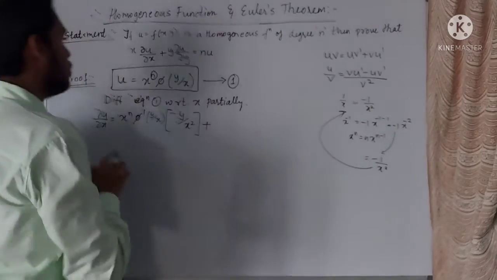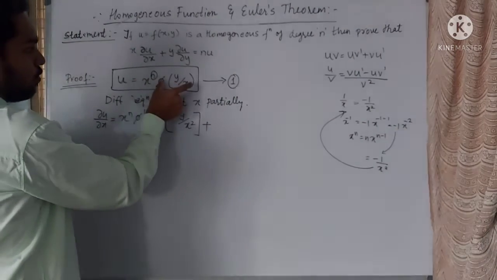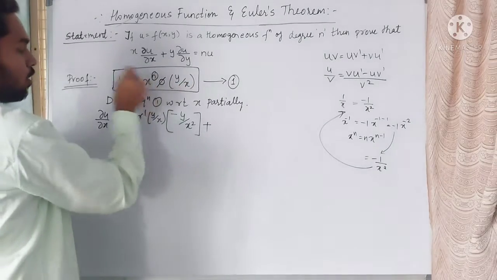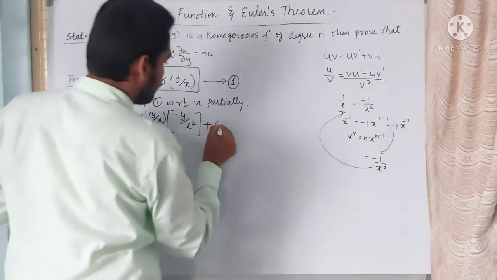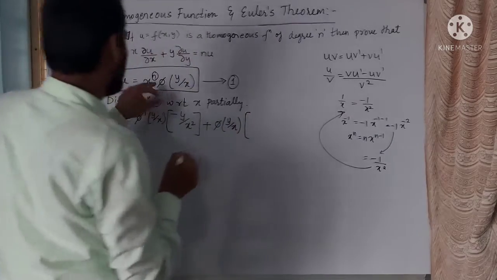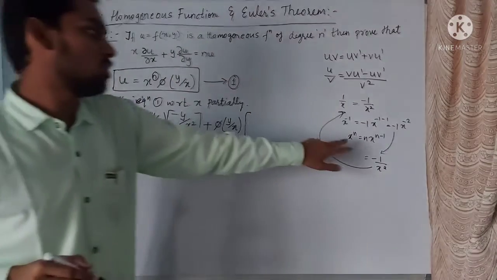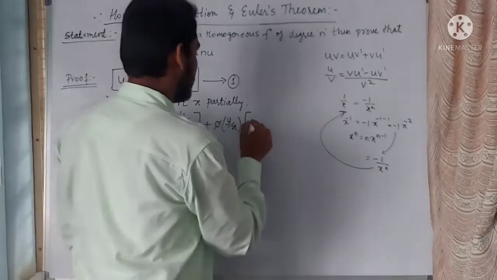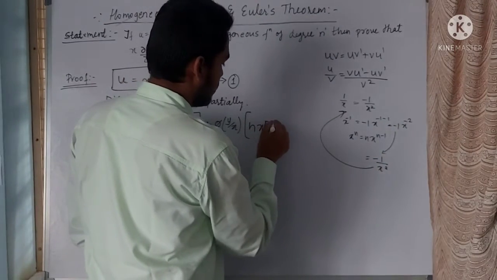Now we took u and v. Now we are going to keep v as constant and differentiate u. So phi of y by x, and again the differentiation of x raised to n. The differentiation of x raised to n is n x raised to n minus 1. So I can write n x raised to n minus 1.